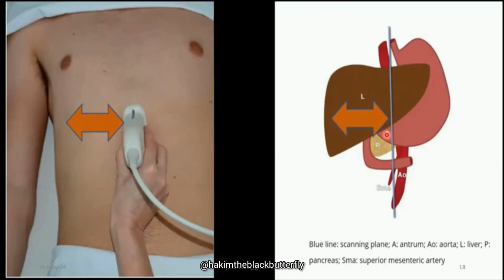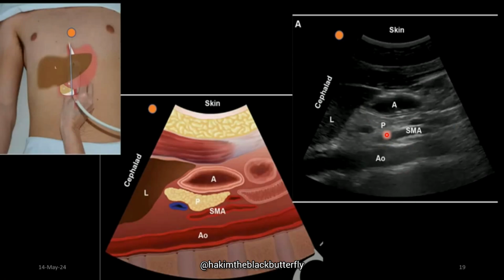For example, in the same orientation, in sagittal manner, we can see the antrum of the stomach, as I told you. This is the abdominal wall. Okay, this is the liver, the left lobe there, in front of the antrum of the stomach. This is the antrum of the stomach. Okay, behind the antrum of the stomach, we have the pancreas. That's your pancreas there.